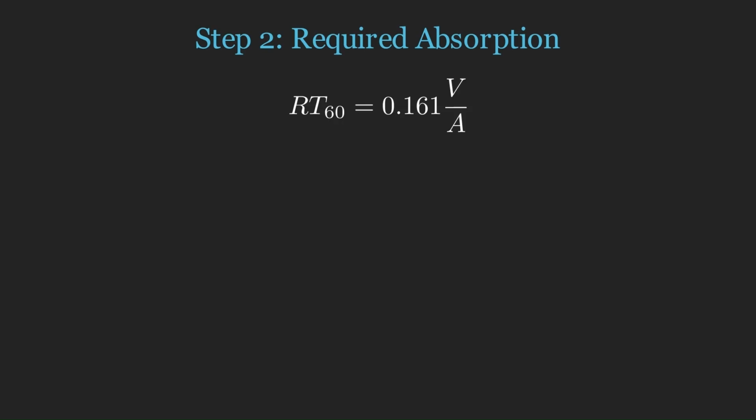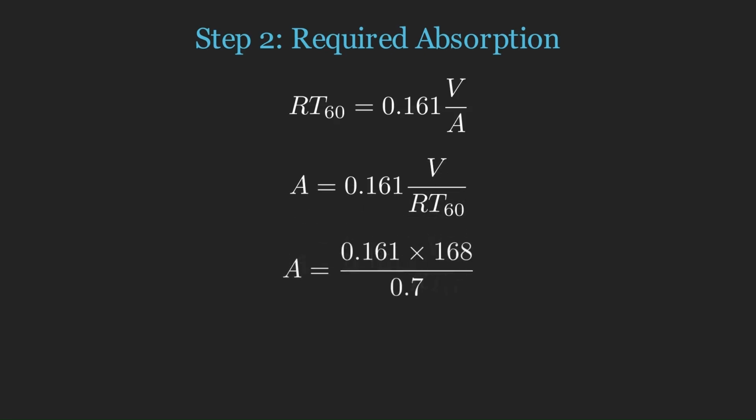To do this, we use the foundational Sabine's equation. By substituting our volume from step 1 and our target RT60 into the rearranged formula, we find that the room requires exactly 38.64 metric Sabines of total absorption.